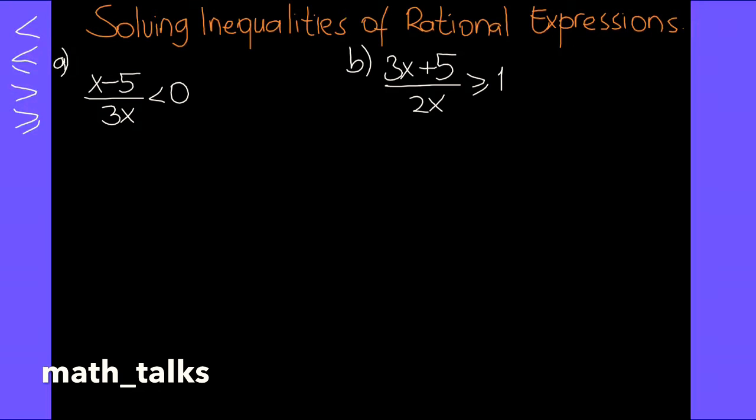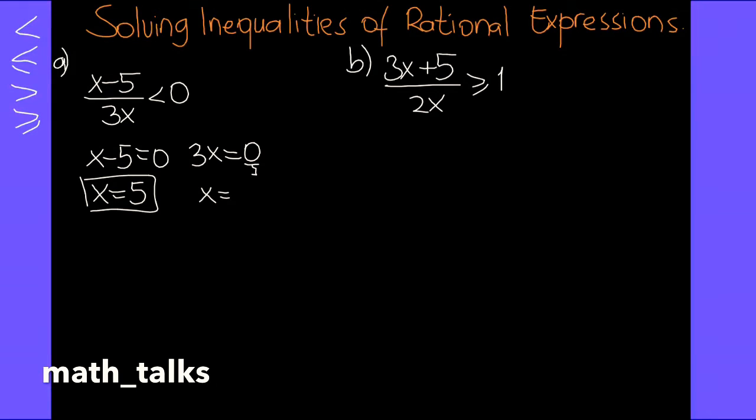For the first question, you take your numerator and equalize it to 0. Then you take your denominator, 3x, and equalize it to 0. By doing this, you find the exact points. x will be equal to 5, the first exact point. In the second one, x will be 0 divided by 3; dividing both sides by 3, it will be 0. So let's set them on the number line.